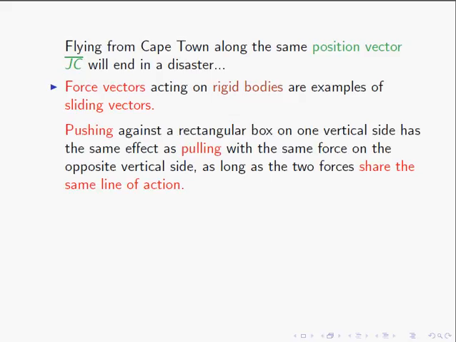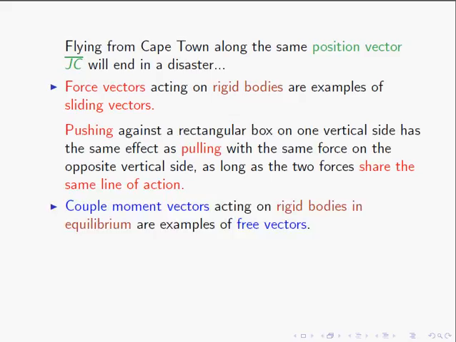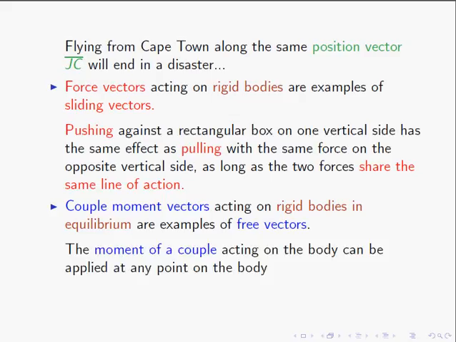And lastly, in this lecture unit, we have defined couple moments. So, couple moment vectors acting on rigid bodies, very important in equilibrium, are examples of free vectors. The moment of a couple acting on a body in equilibrium can be applied at any point on the body without changing the external effect on the body. This is, however, not true if the body is not in equilibrium.